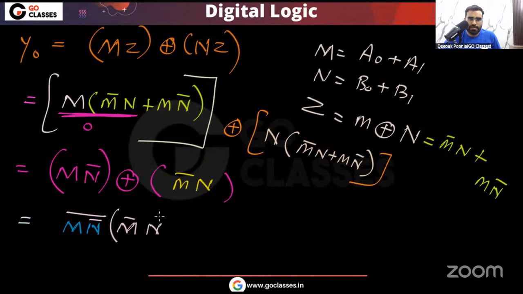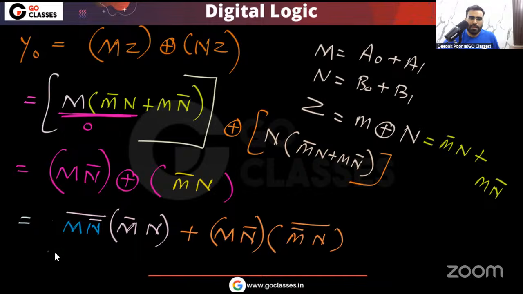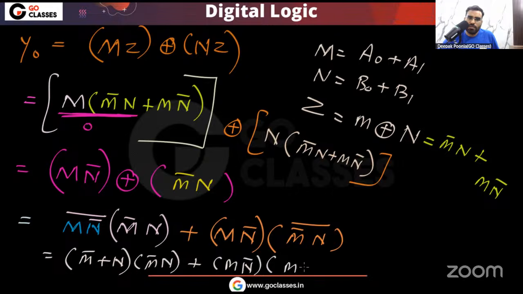Okay, let me see. Just check it. We are just opening this XOR. So you can see what we will get here: mn bar whole bar, and this as it is mn bar, and m bar n whole bar. Okay. So you can apply the De Morgan law. So it will be m bar or n, and here m bar n, or mn bar, or here m or n bar. You can apply the De Morgan law. Okay.